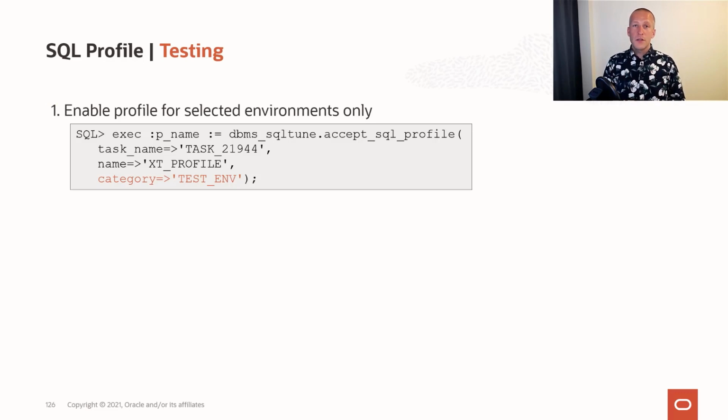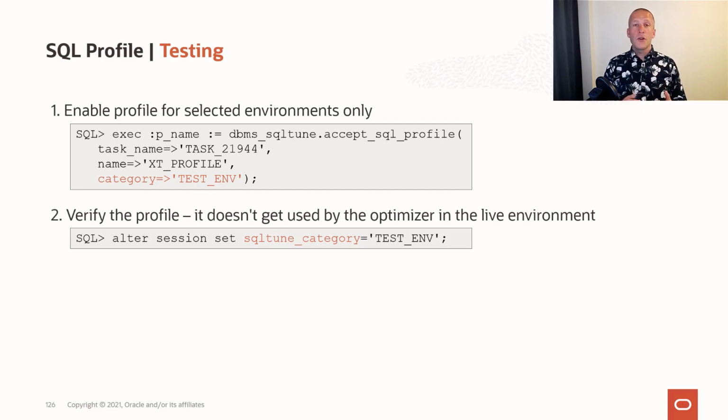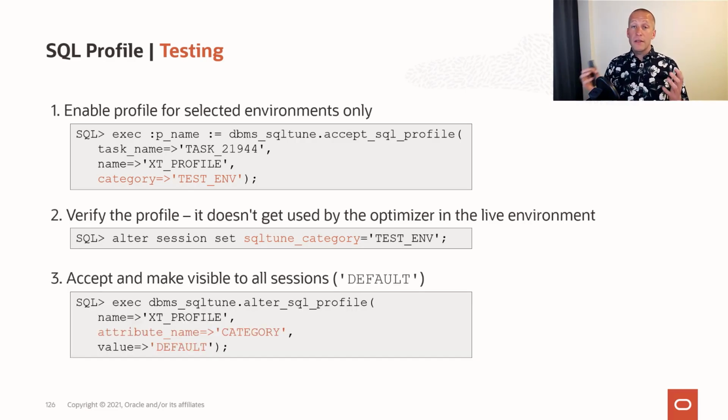When you need to test your SQL Profile, it is also very easy. You can assign a SQL Profile to work only in a specific category. You can then use an alter session command to set the SQL tune category to that where you have selectively enabled that profile. You can then run your workload to see whether it behaves as expected. If it behaves as expected and you want it to apply to all sessions, you can change the category into default, and now it'll work for everyone.